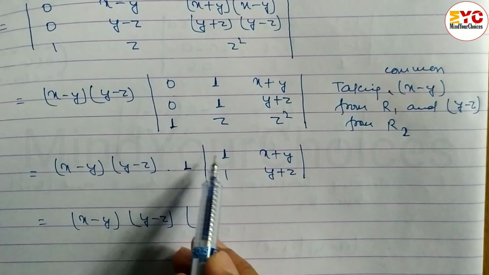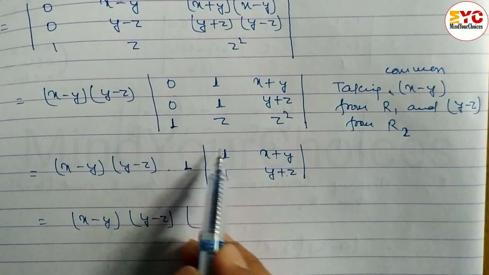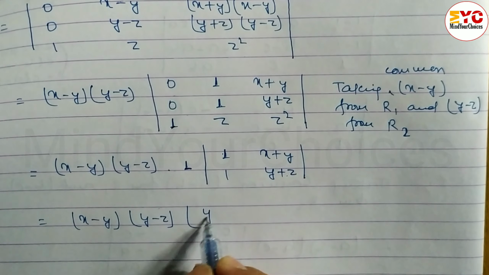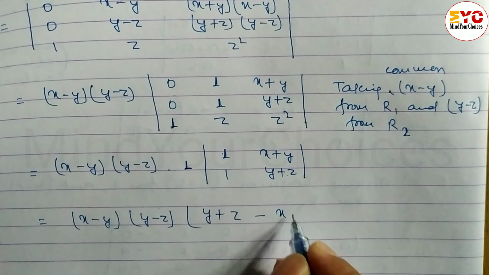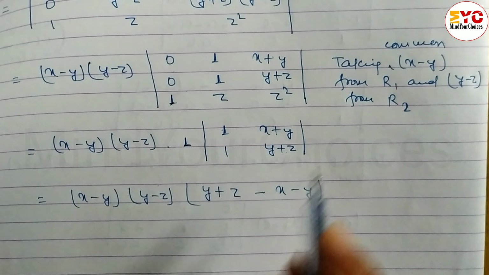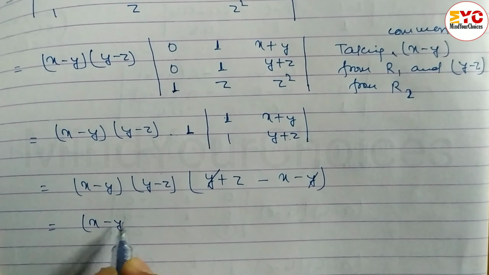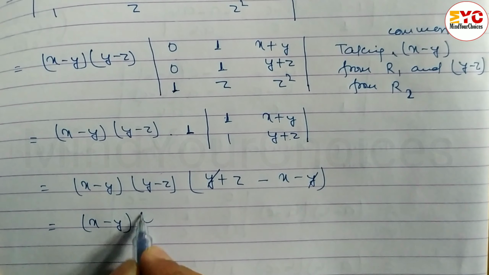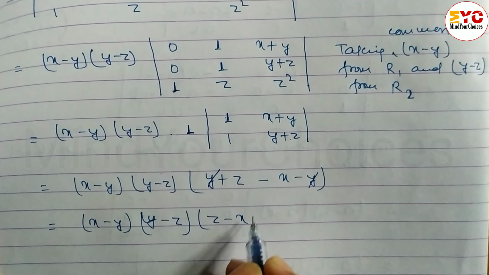Find out the determinant. When you find out the determinant, we have to multiply the main diagonal. When you multiply this two, what we write? Y plus z minus non-diagonal. This two multiply, so x minus y. Okay, now you can see here y and y cancel, so what is remaining here? X minus y, y minus z, and here z minus x.